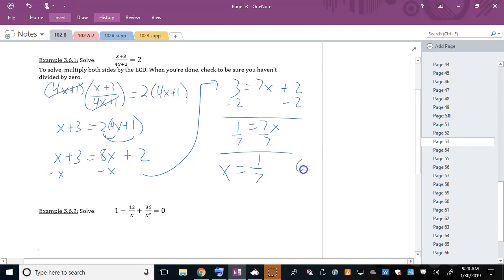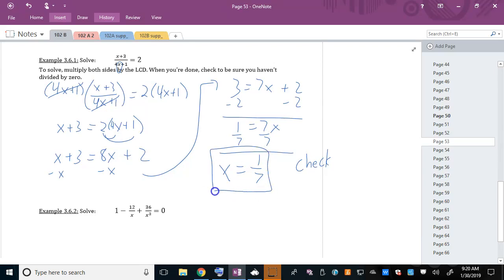Now, before I box that answer off, I do need to check. Specifically, I want to check if I plug that into my original problem, specifically the denominator, do I get 0? Because we are never allowed to divide by 0. Now here I'll get a nasty denominator when I plug that in, but it won't be 0. And that's really the most important thing.